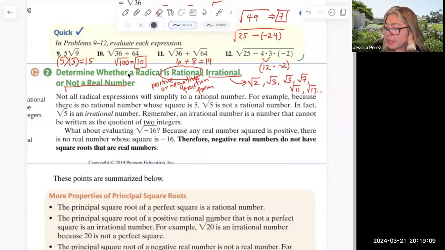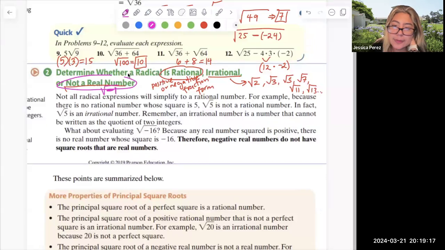Not a real number is when you have a negative inside the root. So whenever you have something negative, like -1, it doesn't even matter what it is. If there's a negative there, that's automatically not real. This is not real. It's called imaginary. We'll learn about those later.